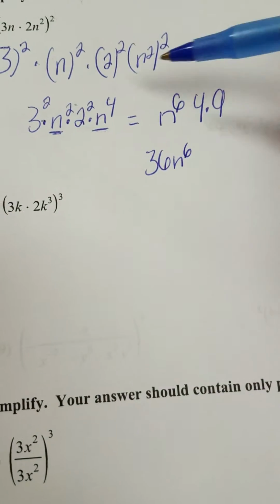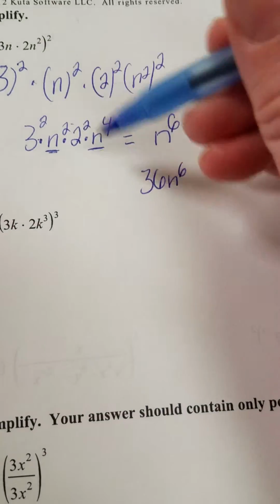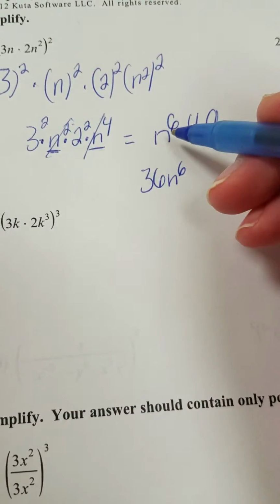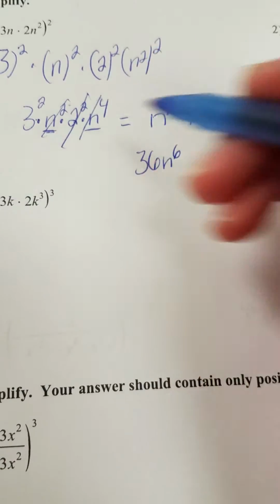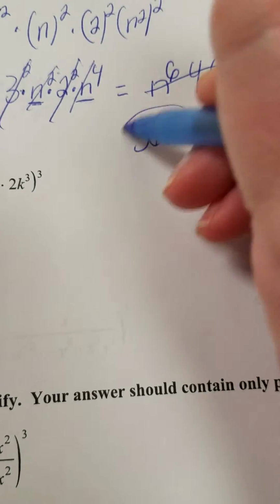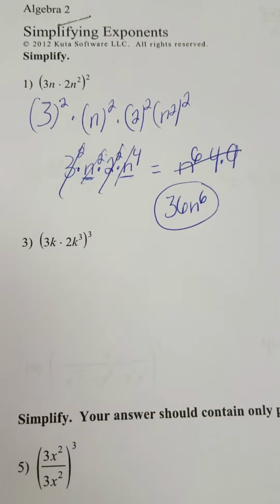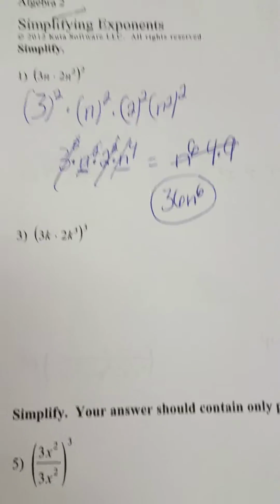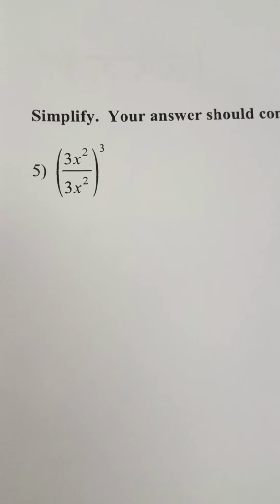As long as I didn't miss a step. Let's see, I did those. I squared that, and I multiplied these. Okay, so that should be your end result, right? Then let's go down here. Okay, we'll look at number 3.